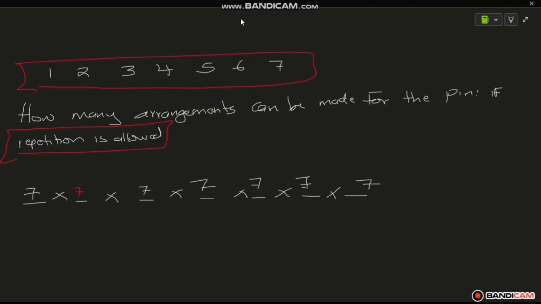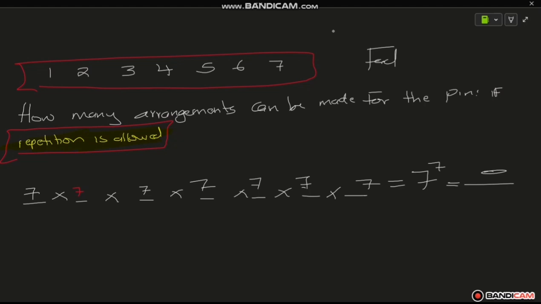So the meaning of this is that when I choose a number, I'm not restricted from choosing it again, because they said repetition is allowed. If I chose it, I'm going to have 7 again. I hope it makes sense. So the answer is going to be 7 to the power 7. Then you write your answer. That answer will be the number of arrangements that can be made for the pin if repetition is allowed. Then you write that answer, then arrangements. I hope it makes sense.